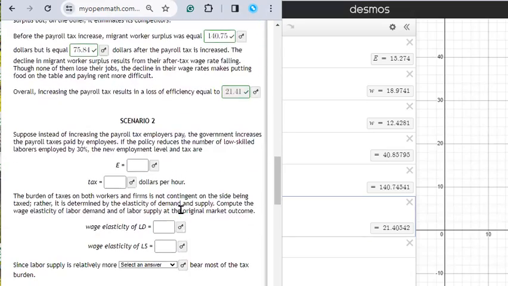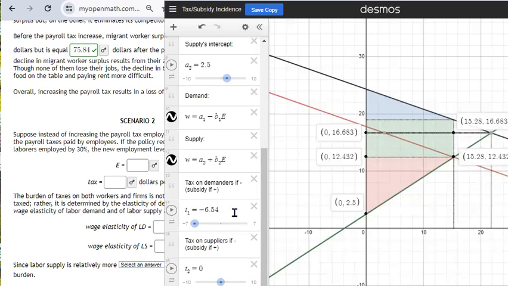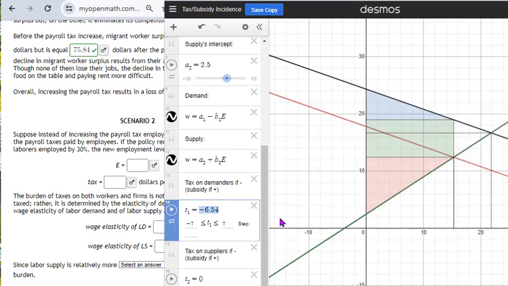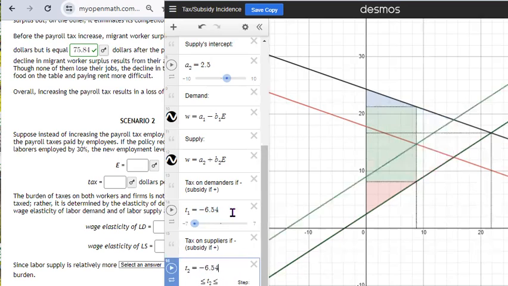Okay, and in scenario 2, suppose instead of increasing the payroll tax employers pay, the government increases the payroll tax paid by employees. So let's go back to our model here. Okay, so we're going to shift the tax from the employer to the employee.